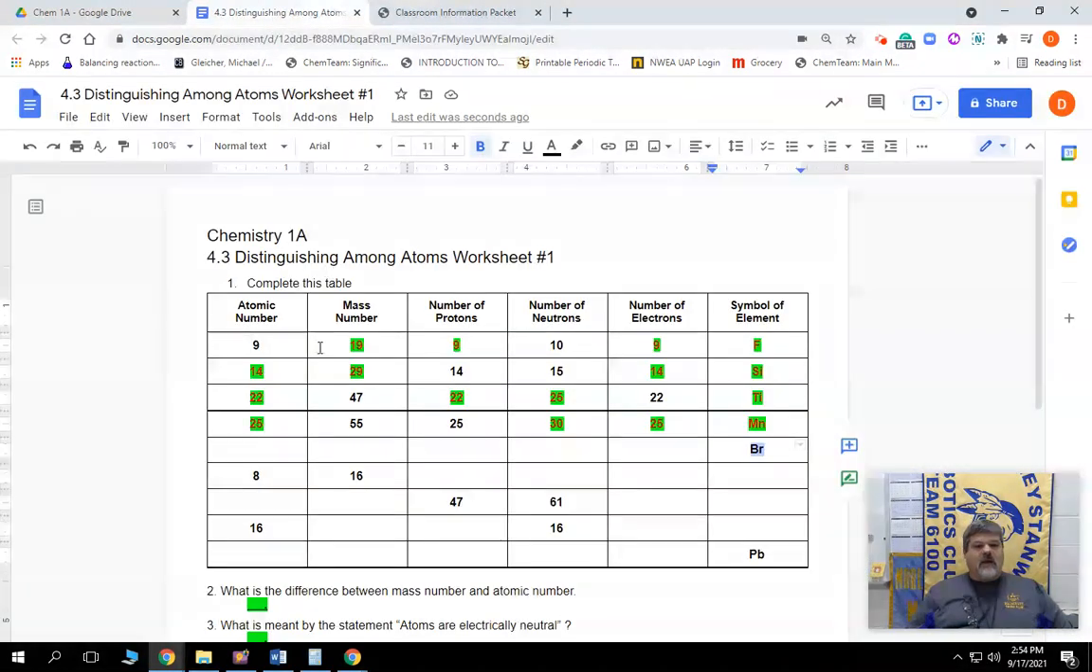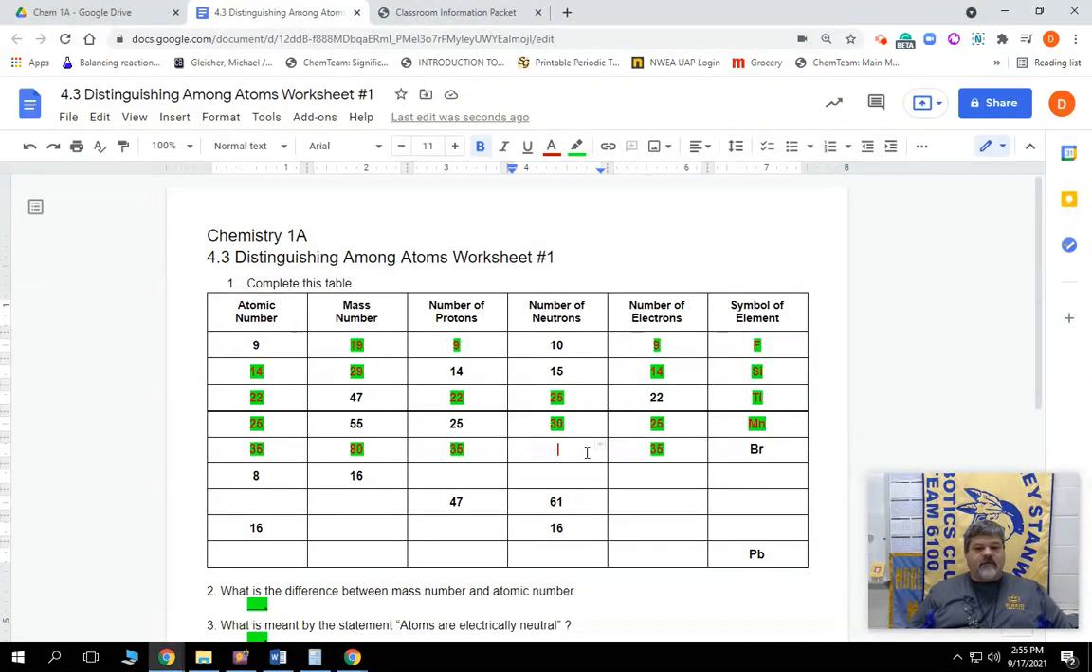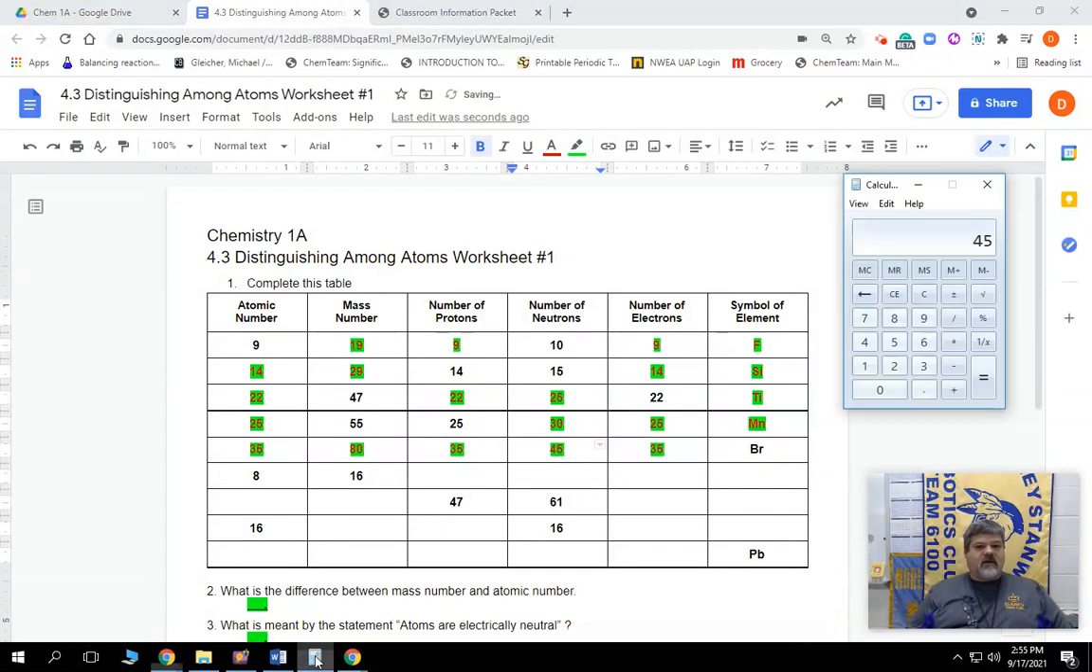So let's go back here. And so I can put 35 here. My mass number is 80. My number of protons is 35, because that's the same as my atomic number. My electrons is going to be 35. And so now all I have to do is take 80 minus 35. So if we go to the calculator and I put in 80 minus 35, hit equal, I end up with 45. Now a lot of times I want to double check my answer, and I would if I was you. 80 minus 35 equals 45. There we go. So let's go on to the next one.